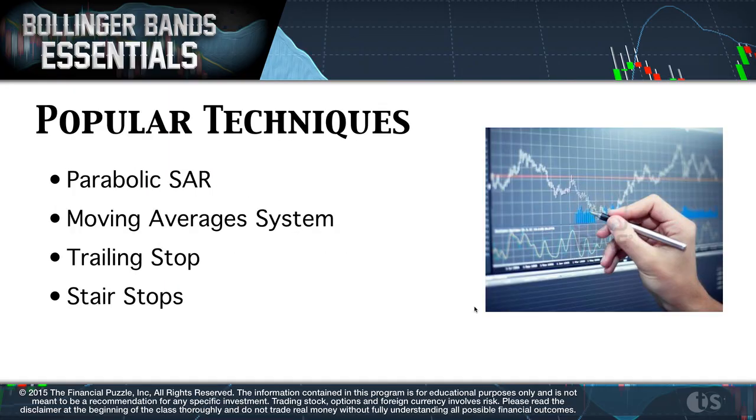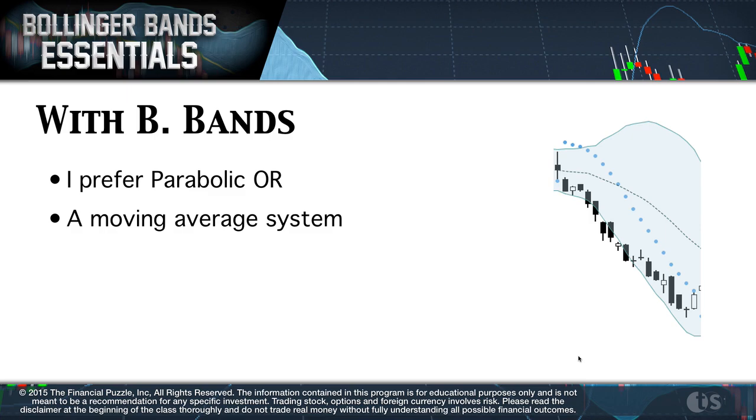So let's talk about some popular techniques here. One popular technique, especially with the Bollinger Band system, is to use a parabolic stop, parabolic SAR. The moving average system is a popular system. A trailing stop is a popular system. I'm not a huge fan of it, but it is a popular system. And then a system known as stair stops is another decently popular system that was kind of popularized back in the 1930s. With the Bollinger Bands, the system I really like with the band trading system itself is parabolic. So I'm going to talk about that here in just a second. I prefer the parabolic, or I prefer a moving average system.